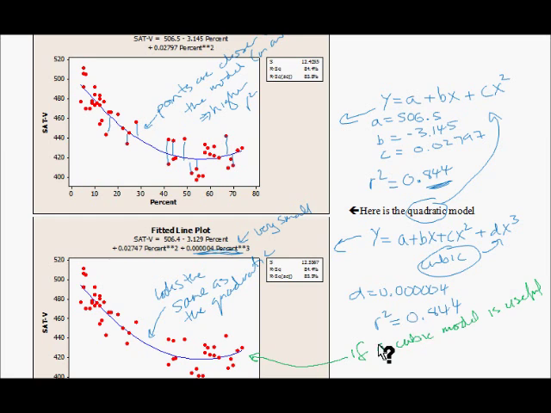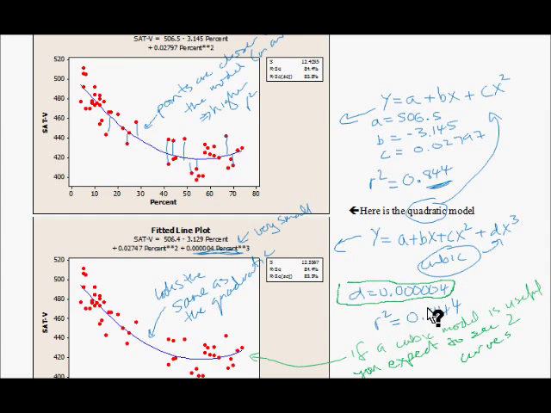So if a cubic model is useful, you expect to see two curves. Here we don't. We just see the one curve. Likewise, if x to the fourth was a useful term, we expect to see three curves in the model. So visually, it seems like we're not getting much extra by adding the cubic term. The d term here is very, very small, 0.000000004.